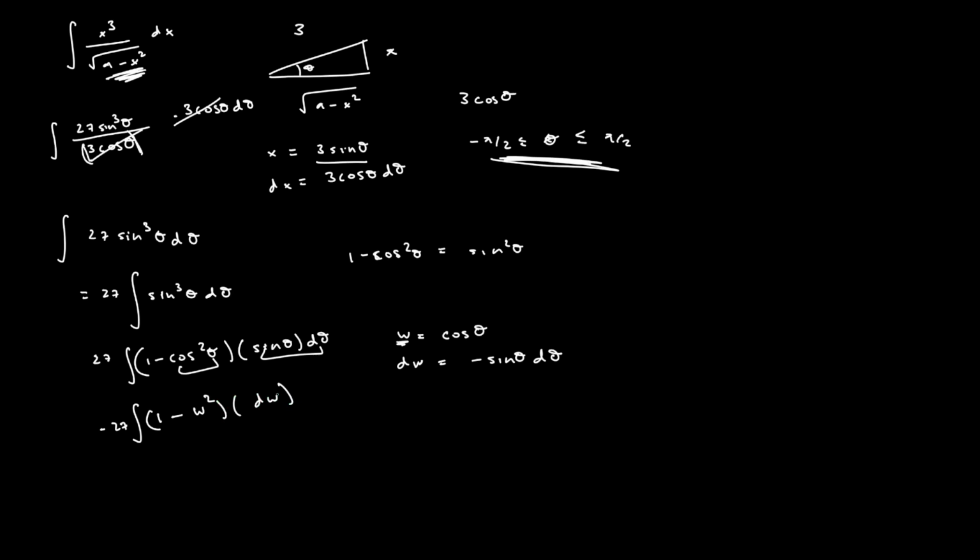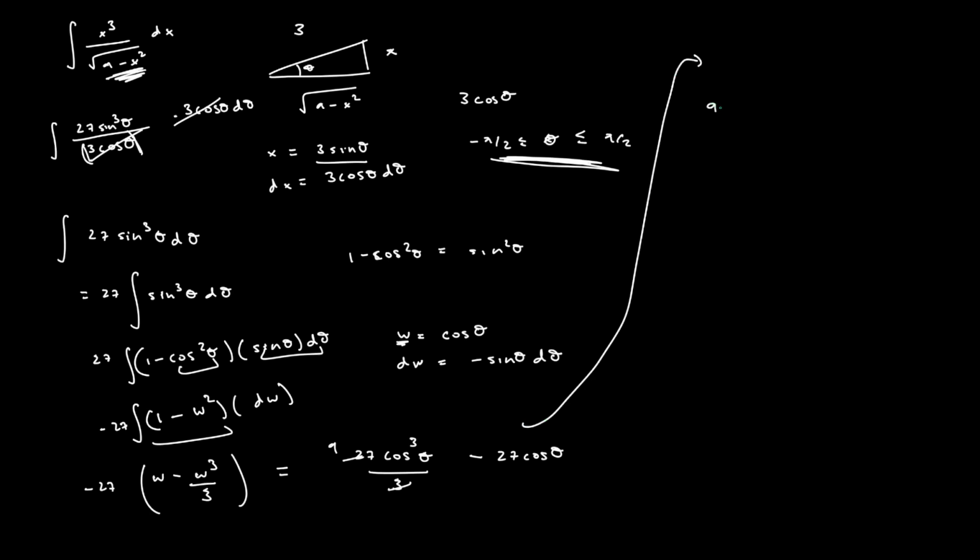And now we can easily calculate this integral, which is just equal to w minus w cubed over 3, times negative 27, right? And then substituting back for w, this is just the same thing as 27 times cosine cubed theta divided by 3 minus 27 times cosine theta. This is just 9 afterwards. So what we currently have is 9 cosine cubed theta minus 27 cosine theta.